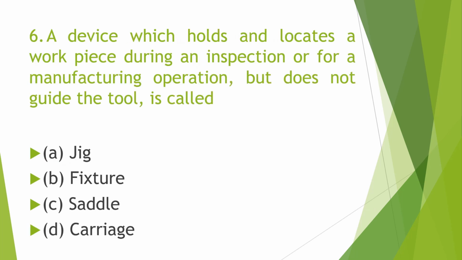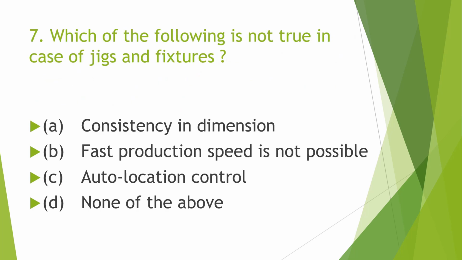Question number 6. A device which holds and locates a workpiece during an inspection or for a manufacturing operation but does not guide the tool is called fixtures. We have to remember here, fixture does not guide the tool. Question number 7. Which of the following is not true in case of jigs and fixtures? Fast production speed is not possible.